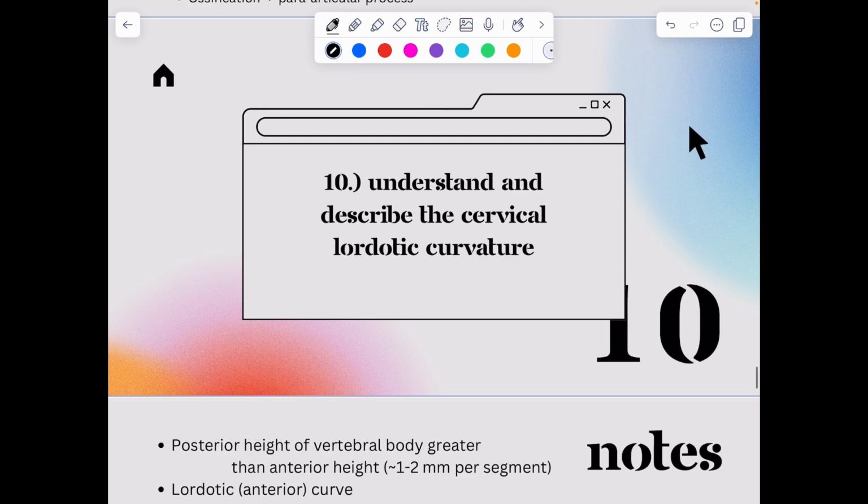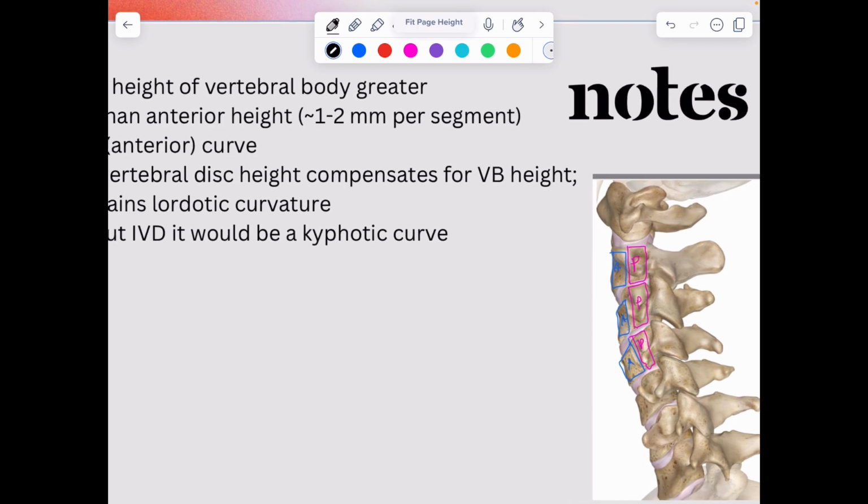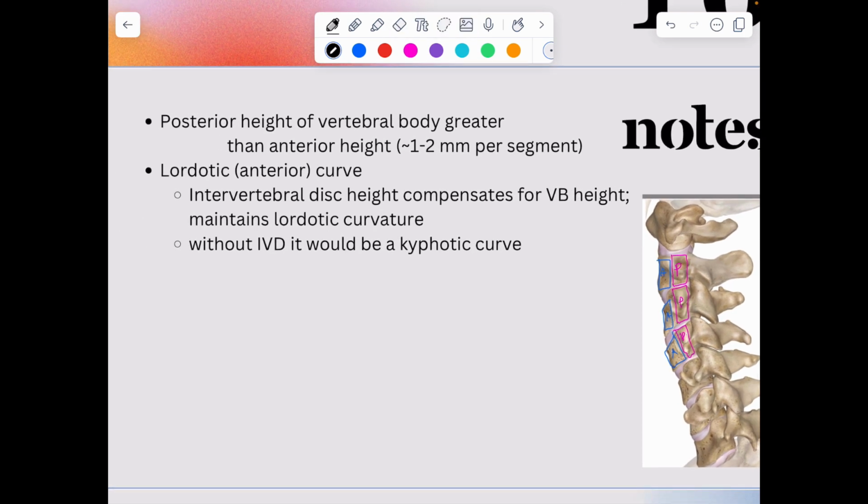Understand and describe the cervical lordotic curvature. So the posterior height of the vertebral body is greater than the anterior height, so you can kind of see that here. But it's a lordotic curve, which we don't normally see if the posterior height is greater than the anterior height. If you just think about it, usually they would inch and curve towards the anterior.